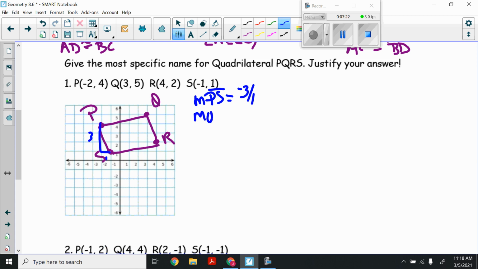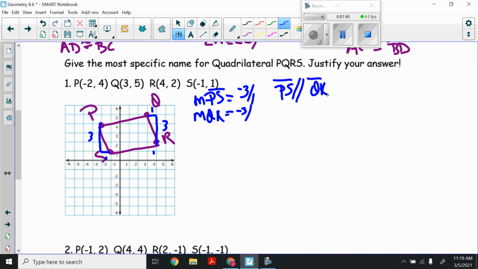The slope of QR, again, 1, 2, 3, 1 up there. So down 3 over 1. So I see that I can say that PS is parallel to QR.